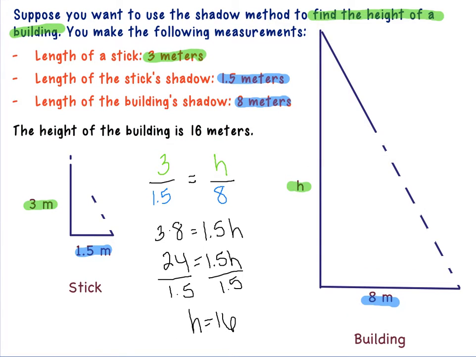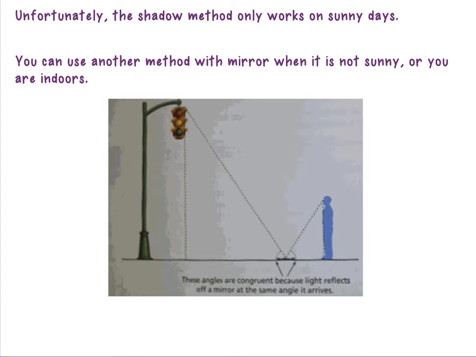All right, moving right along. So now we have a problem. If it's not sunny, we don't have the ability to work with shadows. So this is where a mirror comes in handy, because you know I often believe that people just carry mirrors around, but this is what we use. So if you place a mirror on the ground, any light that reflects off of a mirror, whatever angle it hits the mirror at, it comes off or reflects at that same angle.